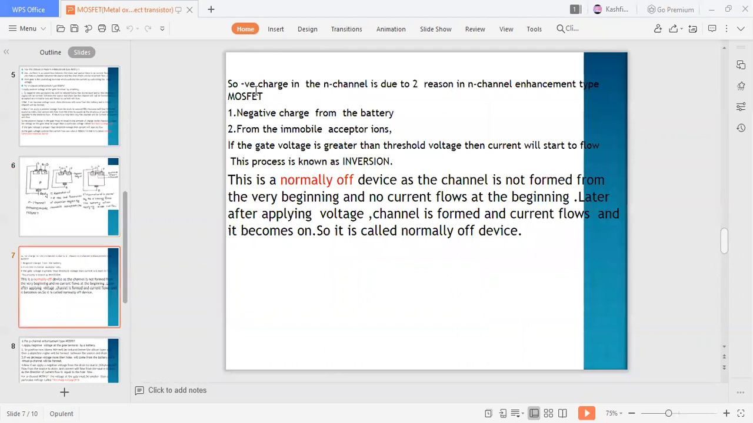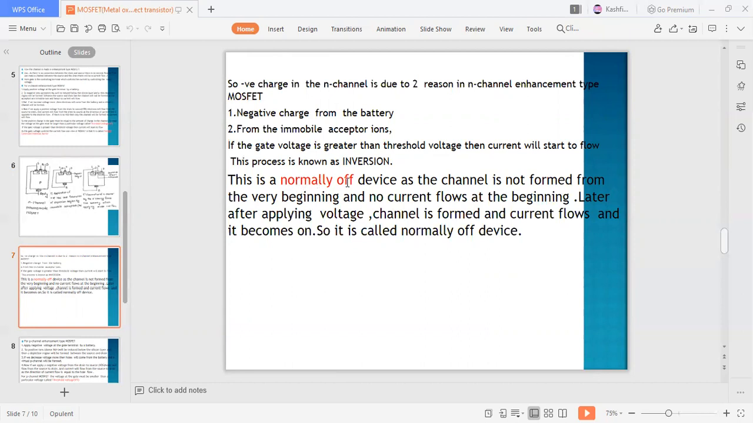Now, negative charge in the N-channel is due to two reasons in the N-channel enhancement type MOSFET: negative charge from the battery and from the immobile acceptor ions. If the gate voltage is greater than threshold voltage, then current will start to flow. This process is known as inversion.